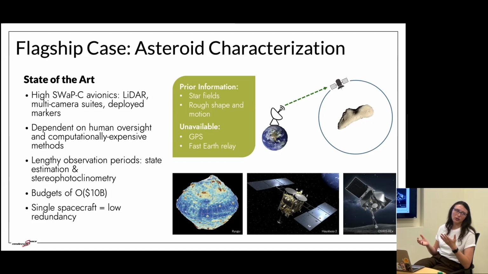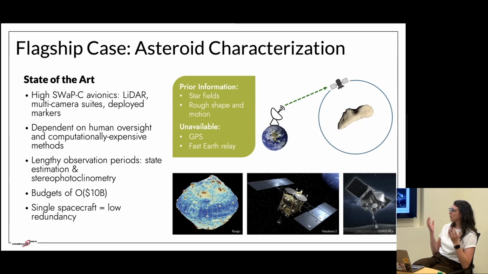We can look at star fields for navigation, but generally you only have a rough shape and motion of the asteroid. It'll be like a blob and say, oh, maybe it's rotating about this fast. And what is unavailable is something like GPS. And very fast Earth relay is not possible. Even if you're a near Earth asteroid, you're generally talking minutes, hours, maybe even days of communication delays.